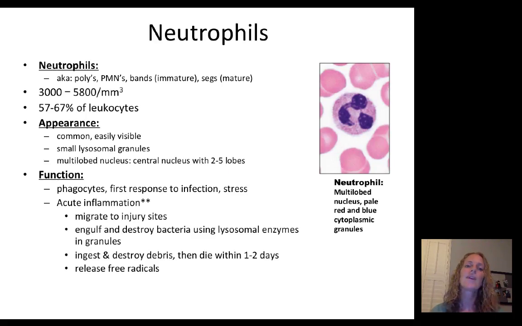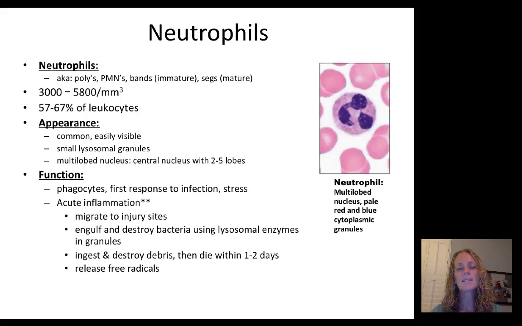The white blood cells are very important, so we're going to go through each of the white blood cell types and talk about their function and their appearance. First, neutrophils. We've already heard a lot about neutrophils as we've discussed acute inflammation and other pathological processes. Neutrophils are the most common of all of the white blood cells. So they're 57 to 67% of the total white blood cell count. And that is approximately 3,000 to 5,800 per millimeter cubed.